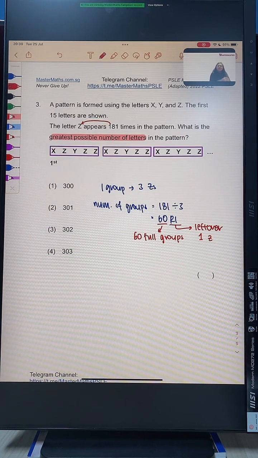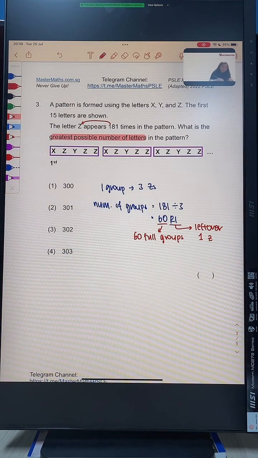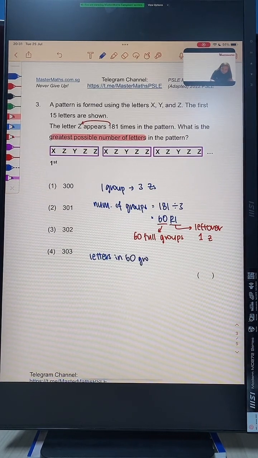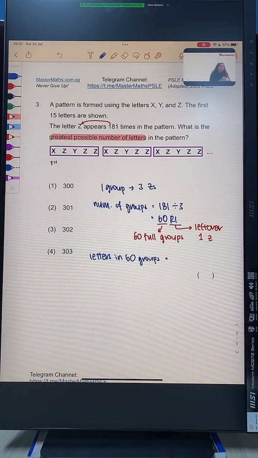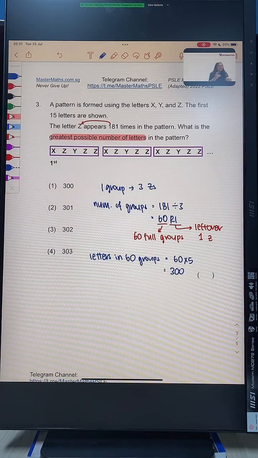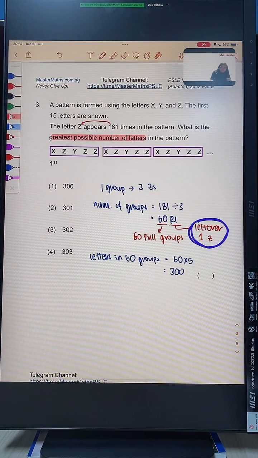Alright. So in this case, we can look for how many letters there are in 60 groups. In one group, there are 5 letters, so that's 60 times 5 to give us 300. Agree? Make sense? So some of you see this 300, very happy, and give your answer as 300. But we must remember that we still have to account for the leftover Z here. Agree?